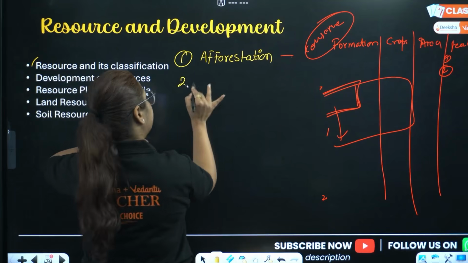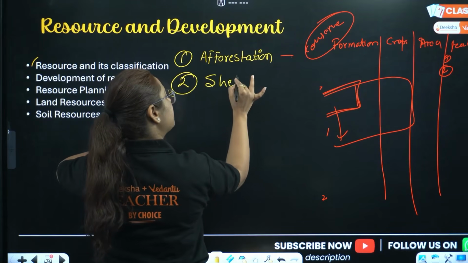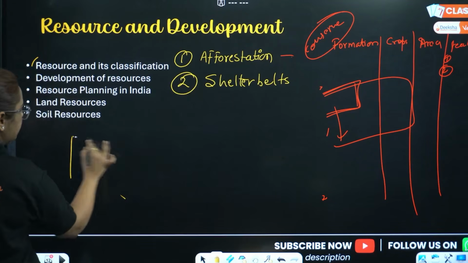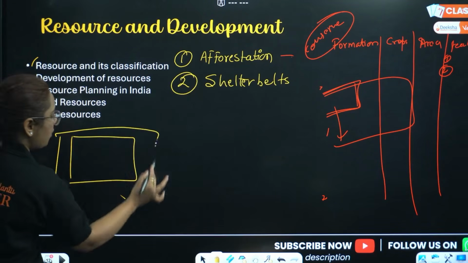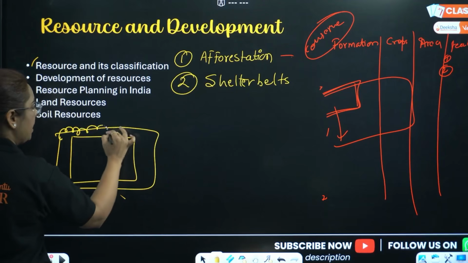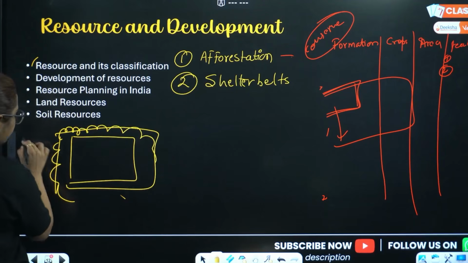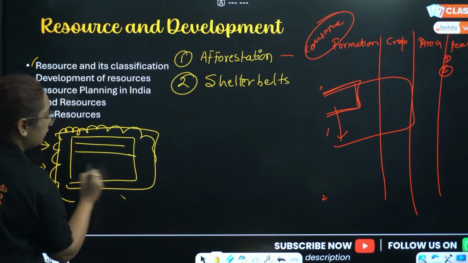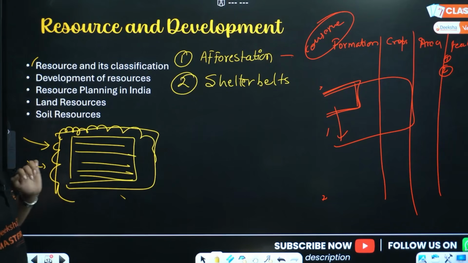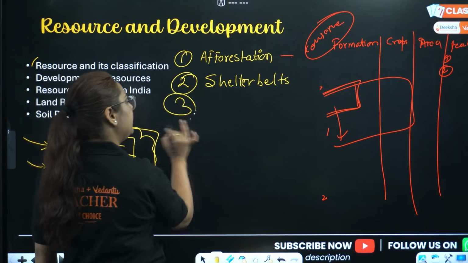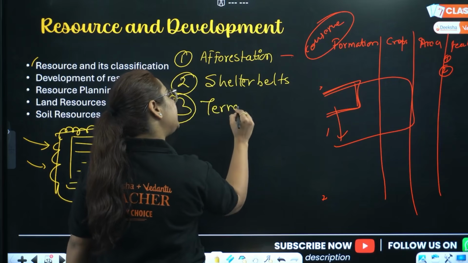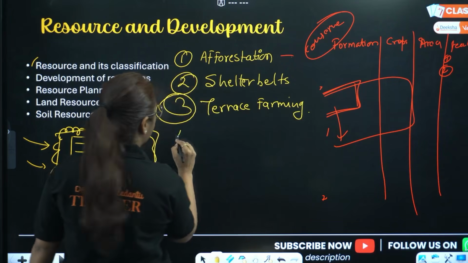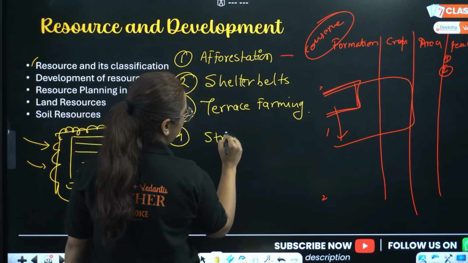Second is shelter belts. Like what is shelter belts? This is a farm. You grow the trees over here. Why? So that whenever there is flow of water or wind, it prevents it from entering into the main agriculture field. Then third one you are aware about is terrace farming. One can be strip cropping.